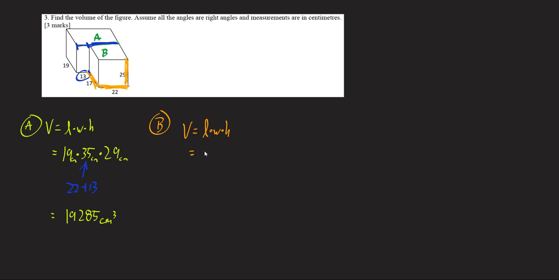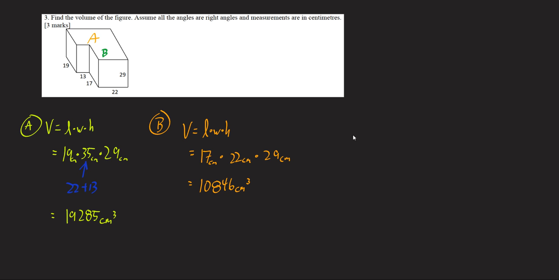So in this case, I don't care which dimension I call which, because I'm multiplying them. 17 centimeters by 22 centimeters by 29 centimeters. 17 times 22 times 29 is another big number, but not quite as big, 10,846. And centimeter times centimeter times centimeter is still cubic centimeter.